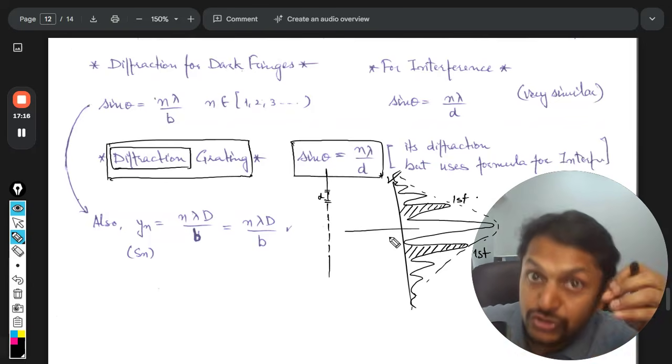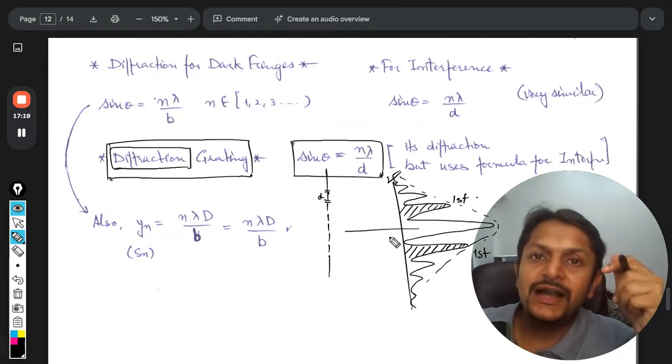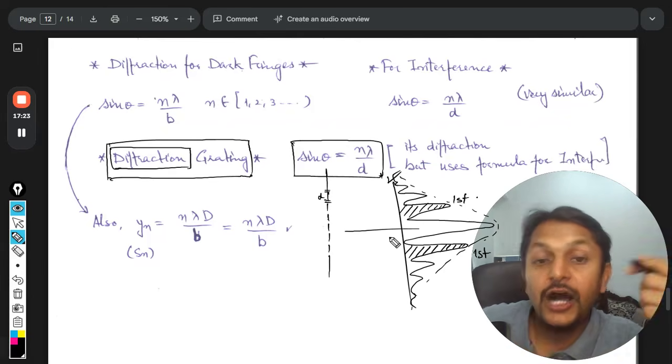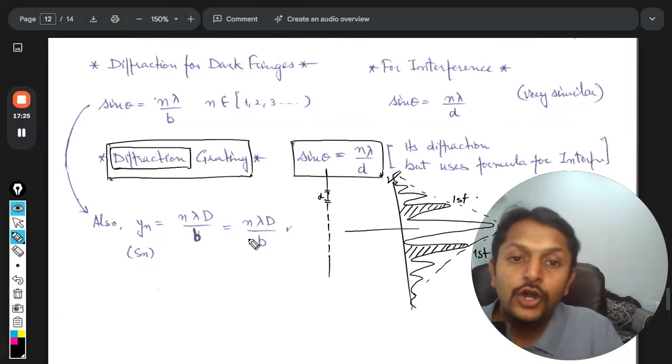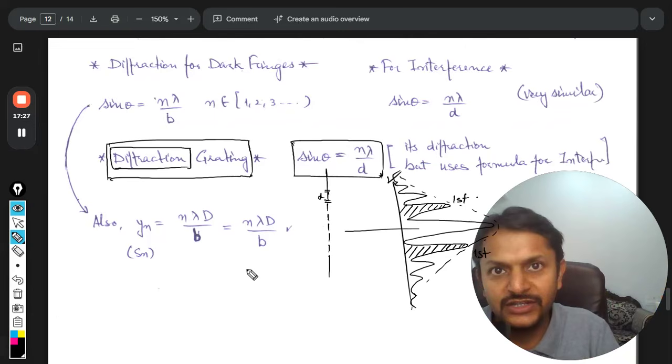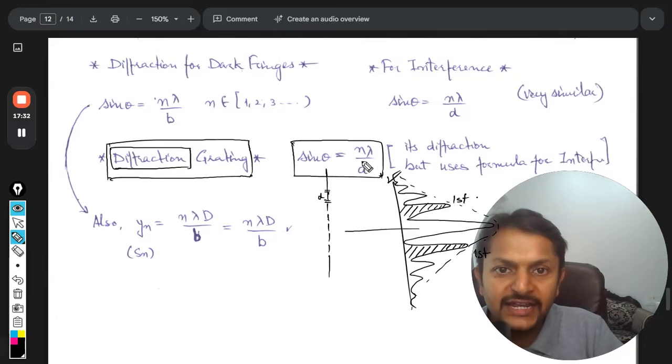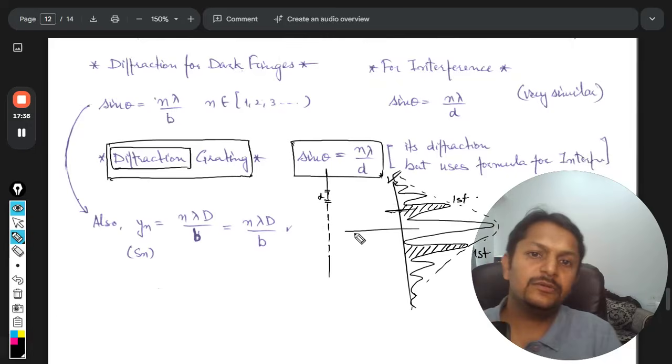There is too much detail. Secondary maxima, primary maxima, when is the secondary maxima visible, when is it not, how many secondary maxima will be there, all those things will be there. They are not written in the data booklet. Too much of the things. So by using this formula, you can find the position of the first bright.